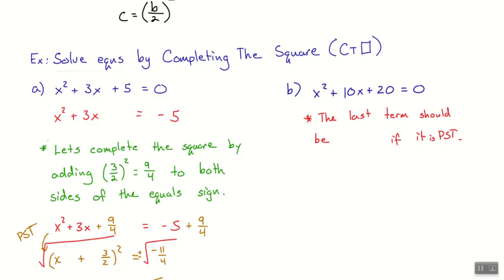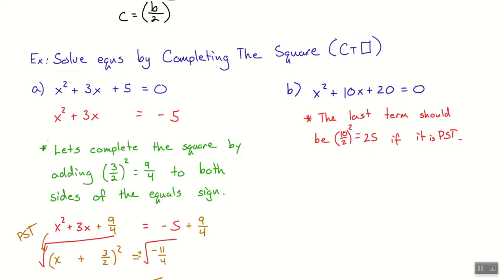How do we know what that last term wants to be or should be? You take something over something and do something. You take b, which is what in this problem? 10. You divide it by 2, and then you square it. So it should be b over 2 squared, or in this case, it's 10, that b term, over 2 squared. And you guys just told me it was 25. And I agree with you.